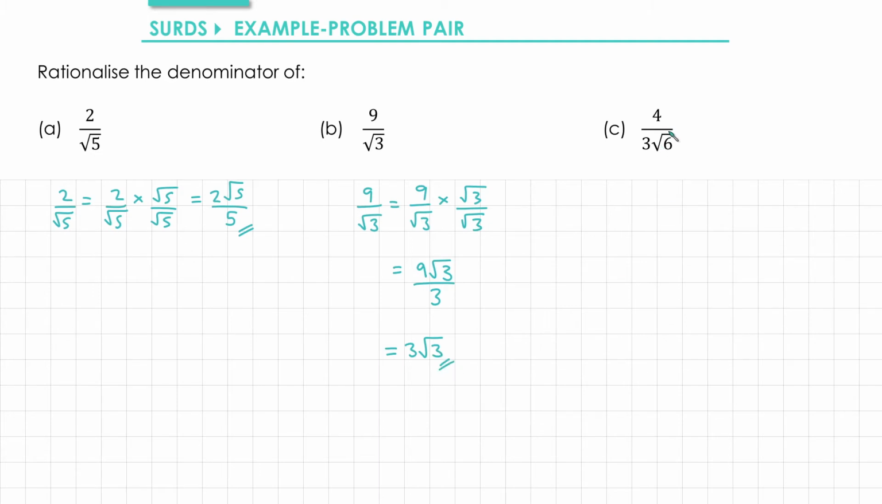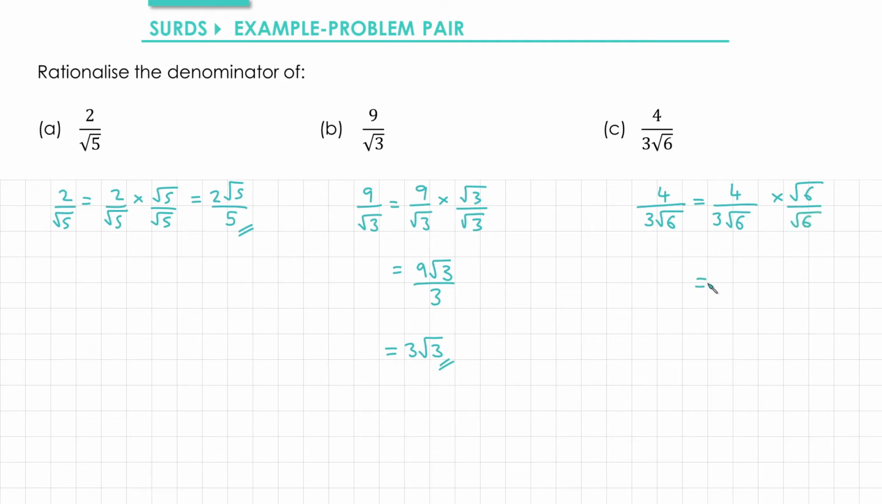In part C, rather than just having a square root on the bottom, we've got a multiple of a square root, this time 3 root 6. It doesn't change much of what we do. We could, if we wanted, multiply top and bottom by 3 root 6, but we actually don't need to. We can just multiply by root 6. So I'm going to multiply the top and the bottom by root 6.